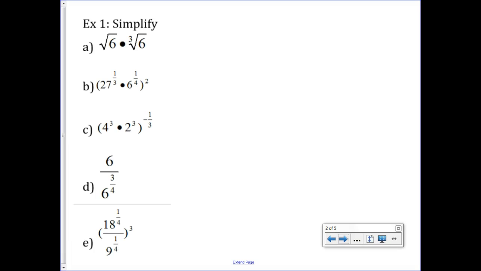So we have the square root of 6 times the cube root of 6. If I change these over, which is what I would recommend, the square root of 6 is 6 to the 1/2 times 6 to the 1/3, which is our cube root. I'm multiplying and I have the same base, so I need to add the exponents. You can't just add 1/2 and 1/3. We need to get those denominators the same. The least common multiple there would be 6.